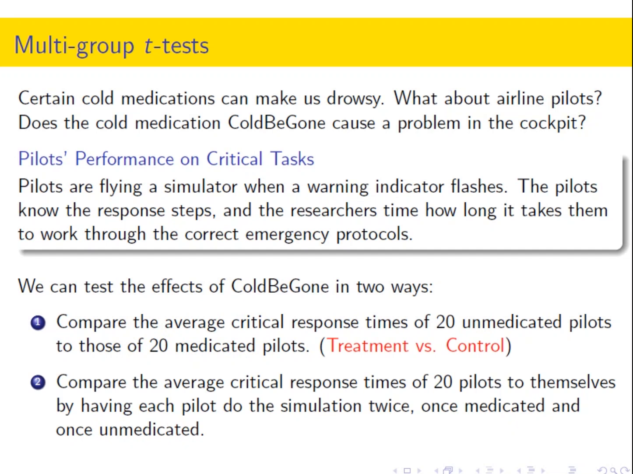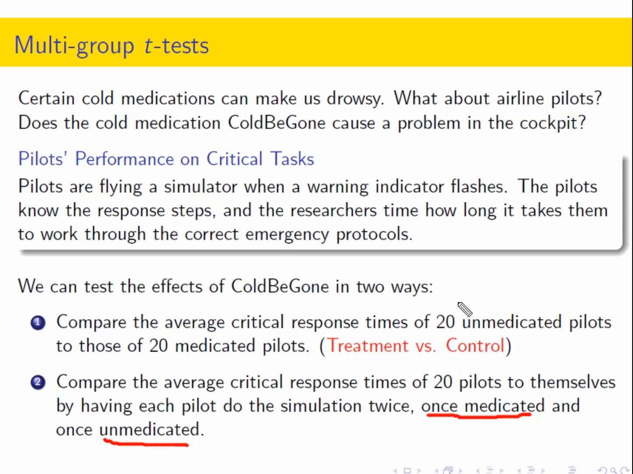The second way we could do this is we can have the same pilots do the simulation twice. Once they do it with the medication and once without. Now, when we do this, we have 20 pilots. What we'd normally do is randomly assign them to going first. Half the group would go with medication first, and half the group would go unmedicated first. But that's a research design question.